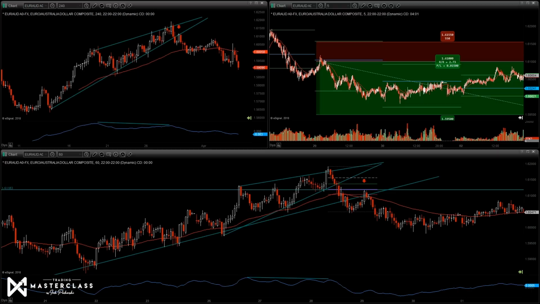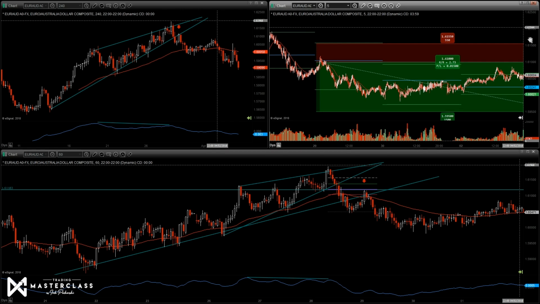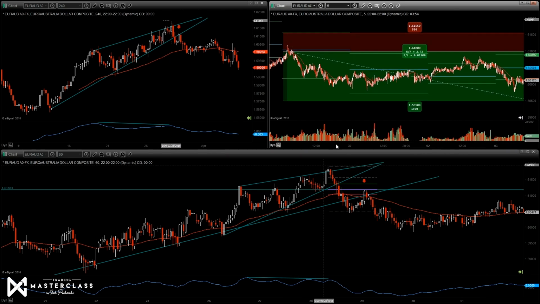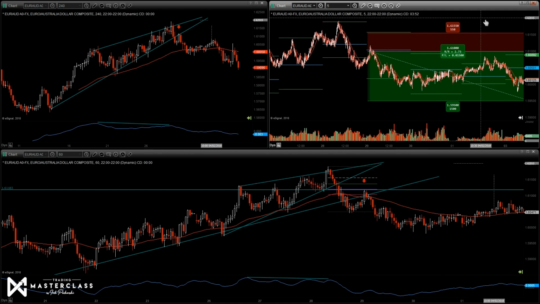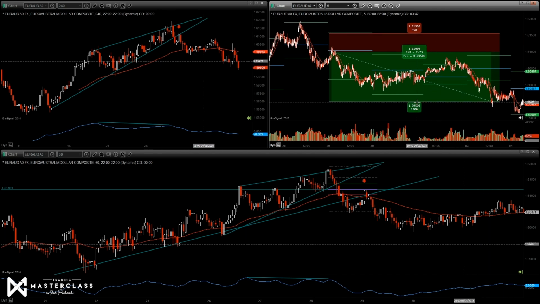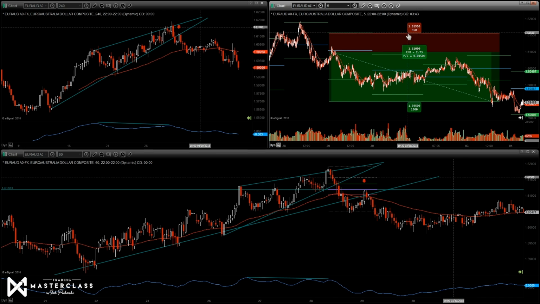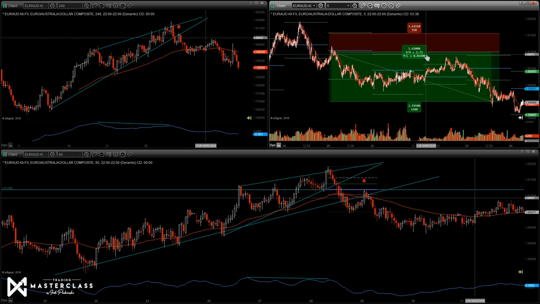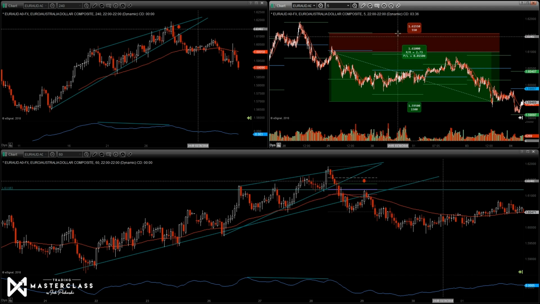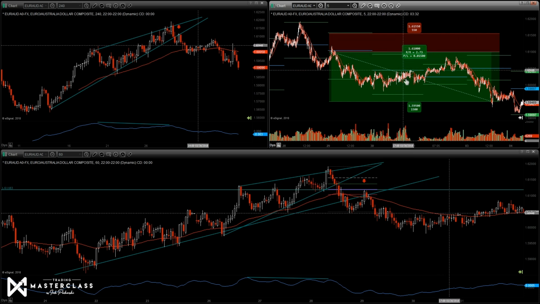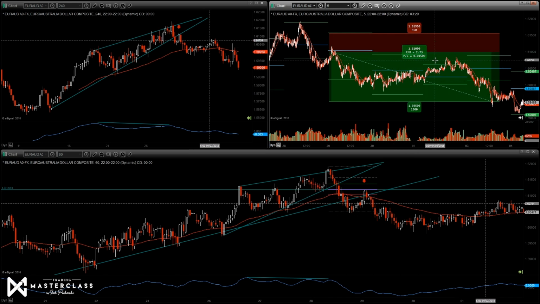Okay, so that ended up being an entry that looked something like this. Let me zoom out. 150 pip target, okay, targeting the daily 20 EMA, and a 55 pip stop loss, and that gave me a risk reward of 2.73%. Pretty good. So 1% risk was the 55 pips, that's the 1% risk, and it moved 150 pips, so I made 2.73%.